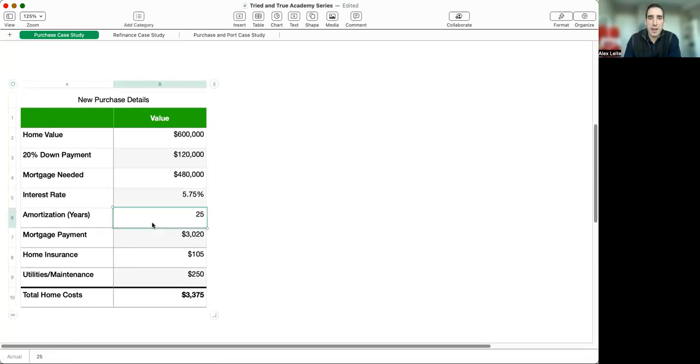We're going to go with 25-year amortization. So amortization is how many years it'll take you to pay off this mortgage. And then the mortgage payment, knowing all these things, will be about $3,020 per month.